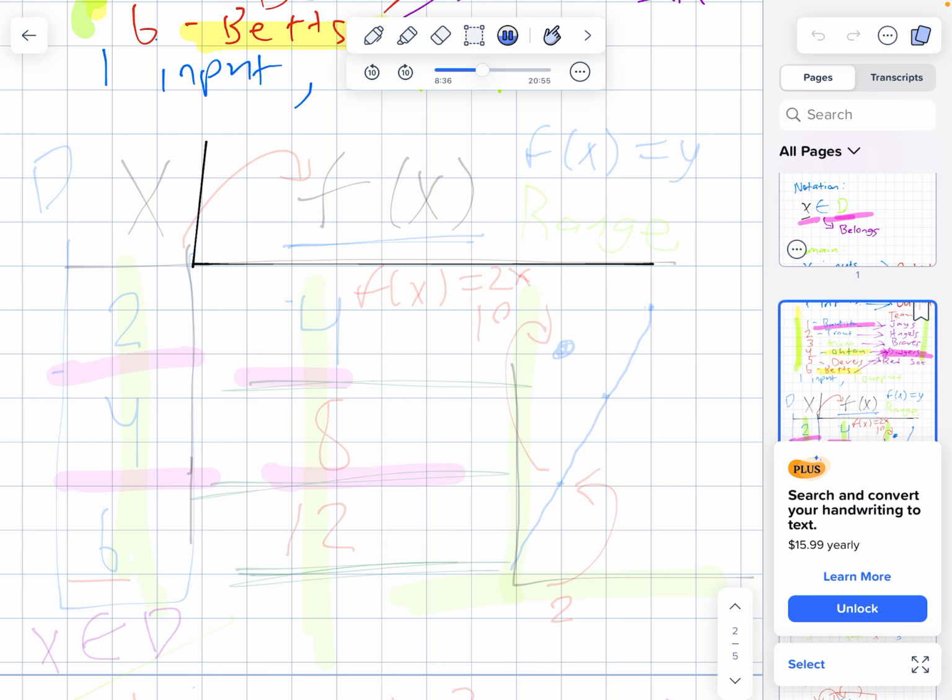Okay, let's say we had the following numbers in a table. I'm just going to draw it myself. X and f of x. Let's say x was 2. Let's say x is 4.